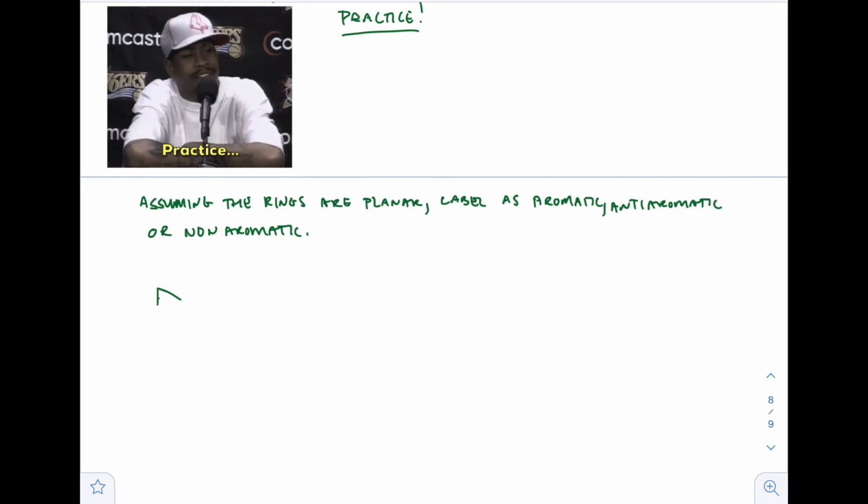So assuming the rings are planar, label each of them as aromatic, anti-aromatic, or non-aromatic. Let me draw these for you real quick.